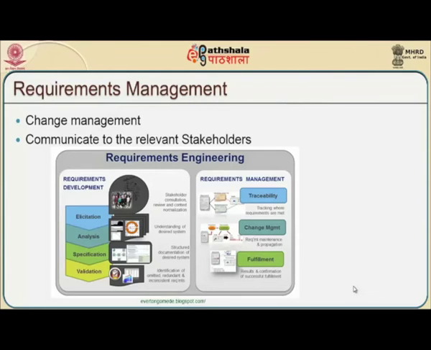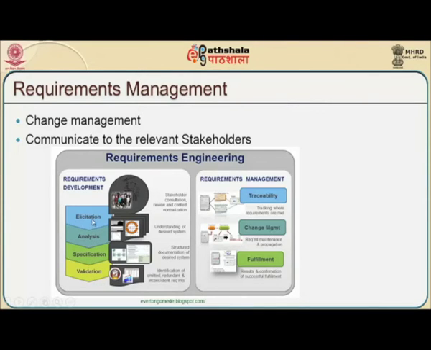This requirements engineering is carried out at two different levels. One is the requirements development level and the other is the requirements management level. So far, we have been looking only at the requirements development level, where we have done elicitation, analysis, specification and validation.